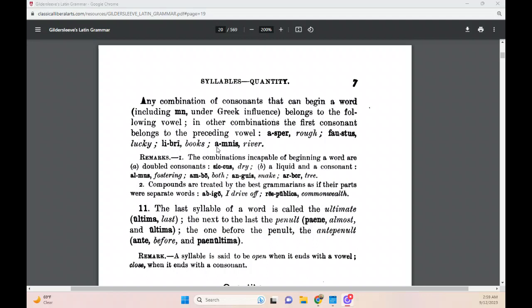And then lastly, we have omnis, and because that pair, MN, we learned about it coming from Greek influence, we keep them together, so we separate this word into two syllables because there are two vowels: o-mnis. So that's our rule here for dividing syllables. But notice what it says: if there are other combinations, they'll be divided.